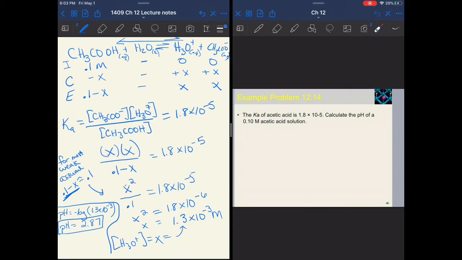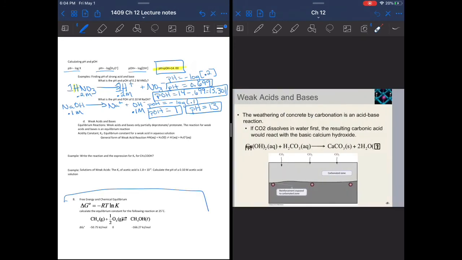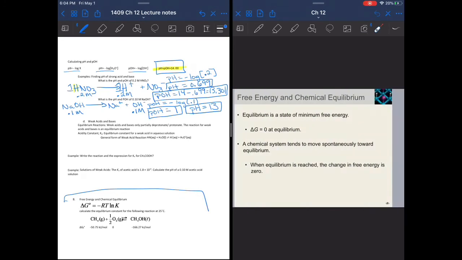That's what we wanted. So definitely make sure you're practicing those kinds of problems. I have some extra equilibrium problems up for you on eCampus, and of course you have OWL. So that brings us to the end of those ICE problems, and there's just one tiny little section that we're going to finish up with, and that is Gibbs free energy and equilibrium.